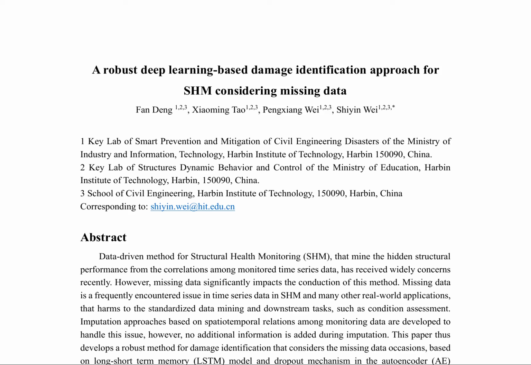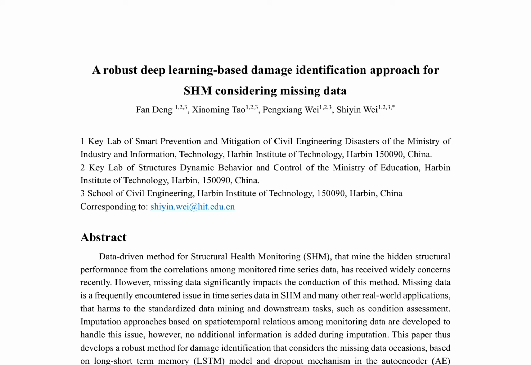The paper presents a robust deep learning-based damage identification approach for structural health monitoring (SHM) that considers missing data. It utilizes an autoencoder framework to learn the inner relationships among monitoring data of different channels and extract hidden representations. Long short-term memory (LSTM) is employed to construct the encoder and decoder module, with data reconstruction error used as the loss function and damage indicator.